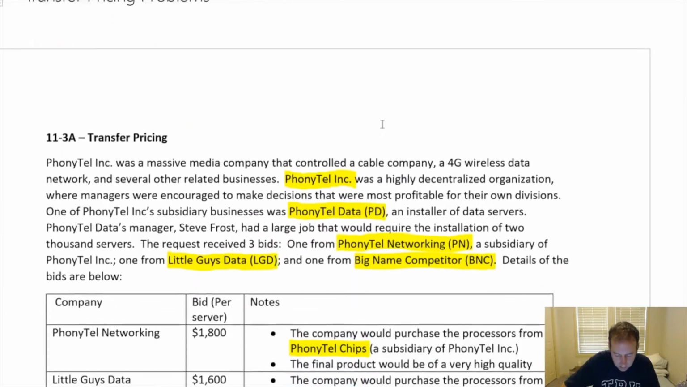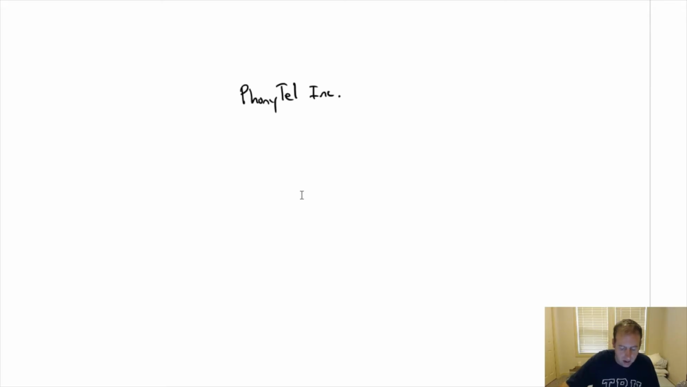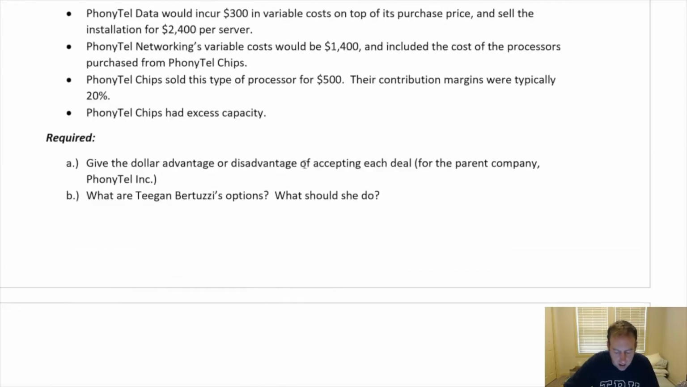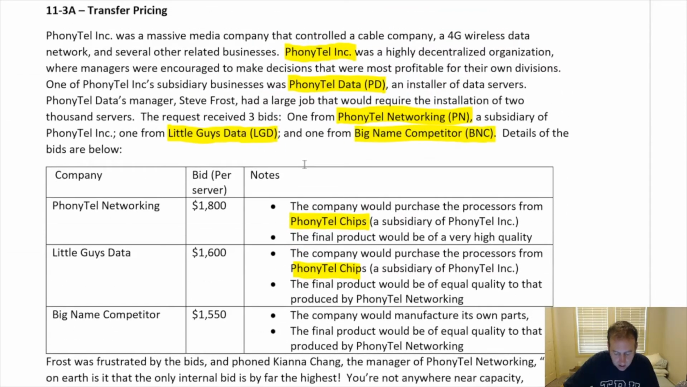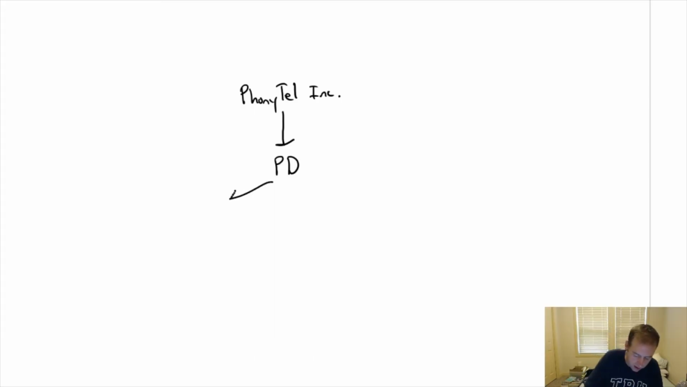We've got Phonytel Inc. at the top, right? That's the parent company. Then Phonytel Data is what Frost is the manager of. So I'm just going to abbreviate now. Phonytel Data. And they've asked for bids, and they've received 3 bids. They've received one from Phonytel Networking. That's us.